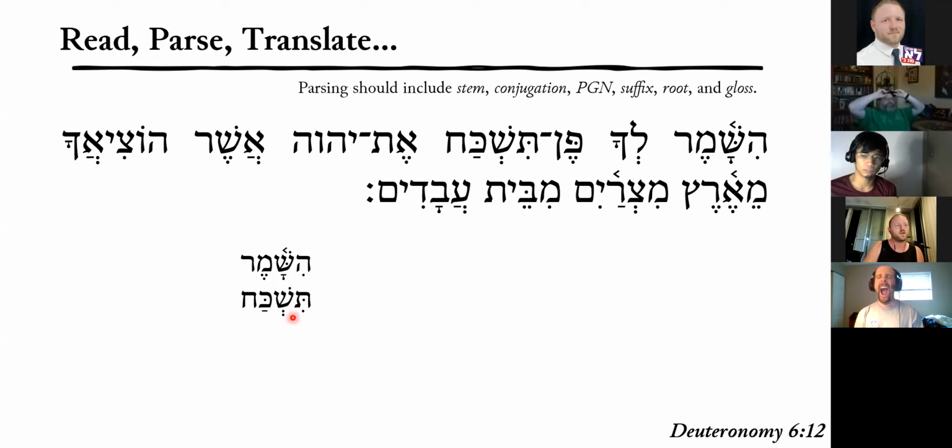Tishkach is kal, imperfect, second masculine singular, and there's no suffix, and the root is shachach, which means, in this case, you will forget. The pen is a negative prefix, right? It means that you not forget, lest you forget. Okay. And the next verb is a fun one for Jonathan.